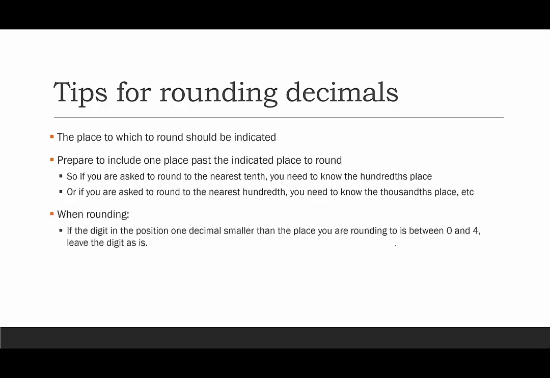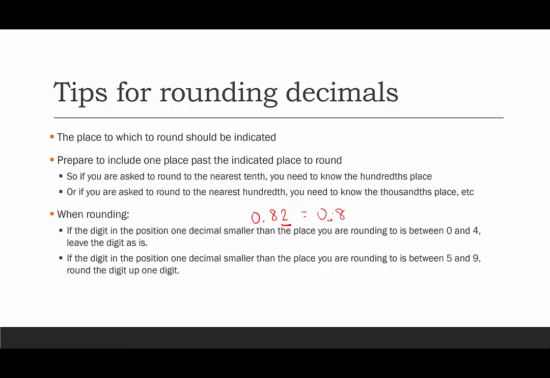When we're rounding, if the digit in the position 1 decimal smaller than the place we're rounding to is between 0 and 4, leave the digit as is. So if we're rounding to the nearest tenth and we have 0.82, the 2 is in the hundredths place, and the 2 indicates to us we're going to leave the 8 alone. And so this would just be rounded, if we're rounding to the nearest tenth. This is closest to 8 tenths, right? 0.82 is closest to 8 tenths.